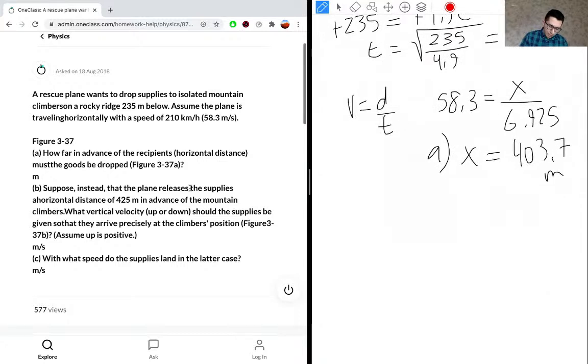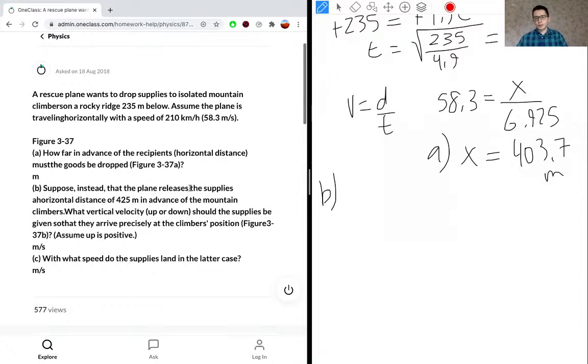Let's look at part B now. Suppose instead that the plane releases the supplies a horizontal distance of 425 meters in advance of the mountain climbers. What vertical velocity, up or down, should the supplies be given so that they arrive precisely at the climber's position? So we can see we're dropping it 425 meters away in the scenario in B. So for it to get to the climber in the scenario in A, we have to be 403 meters.